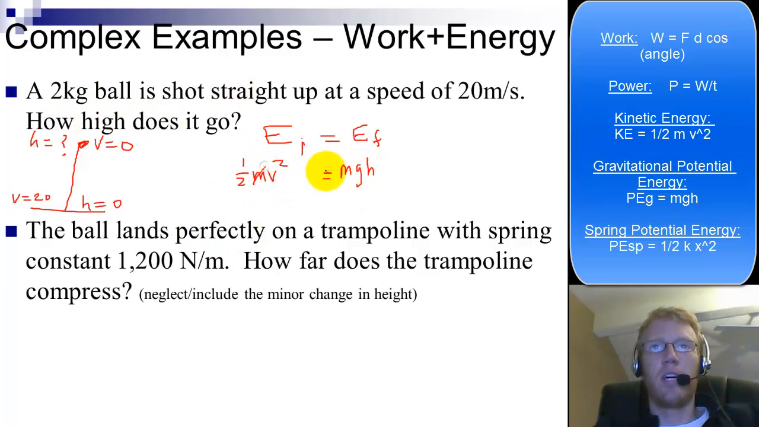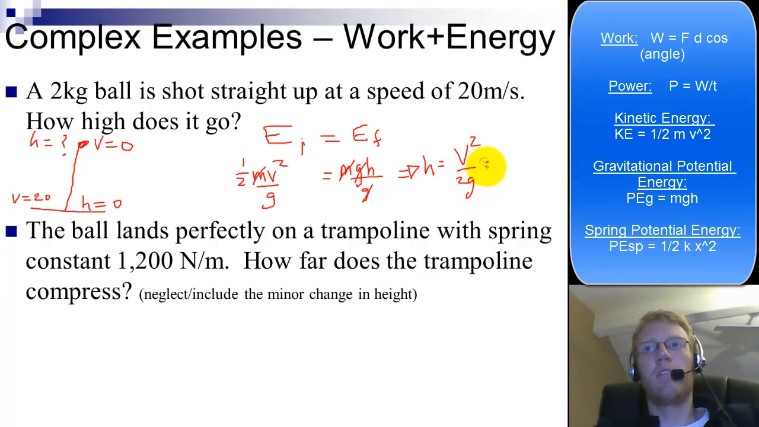Well, m cancels out, m cancels out. We can divide by g, okay, g cancels out, and we're already left with the height. The height is velocity squared over 2g. How simple was that? Very cool.